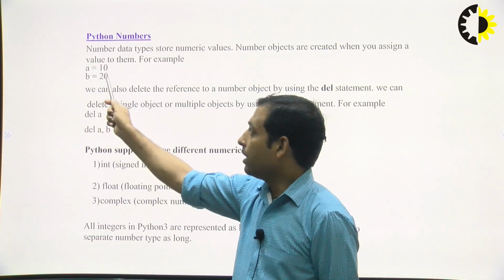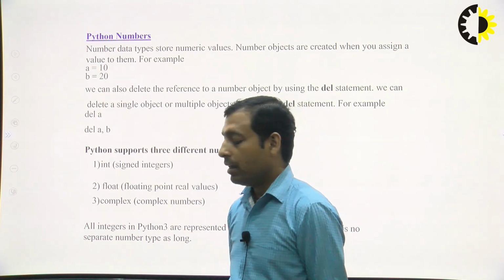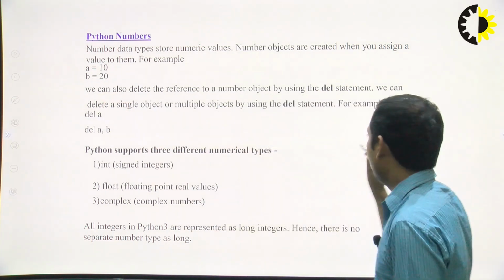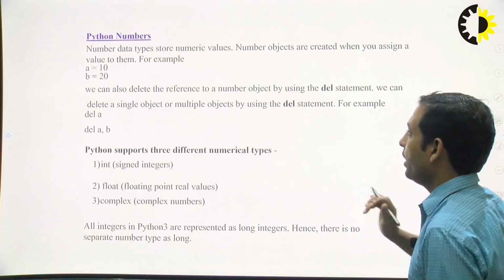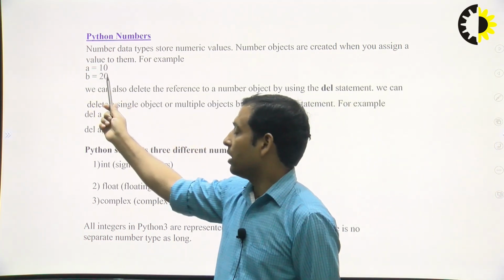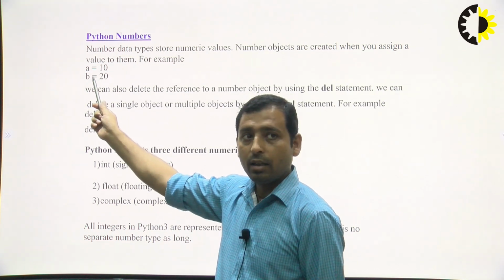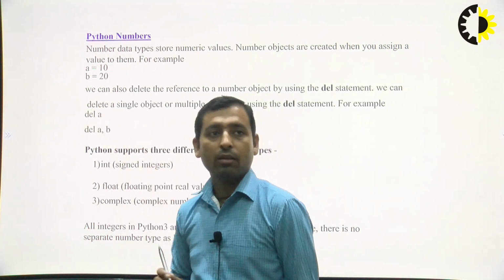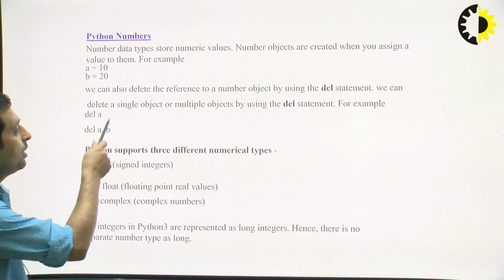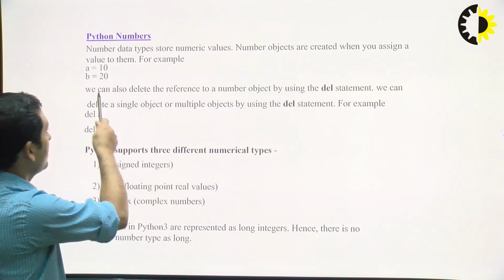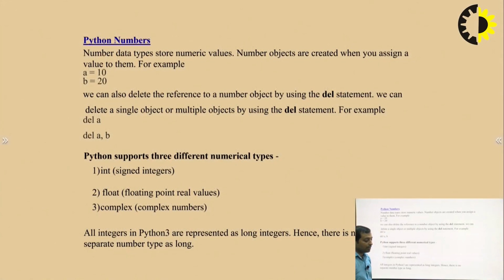a equal 10 means now 10 is assigned to a, or we can say the value 10 is referred to by the name a. Similarly, the value 20 is referred to by the name b. We can also delete the reference to a number object. a and b are objects here, because Python is an object oriented programming language, so each and every reference is an object.